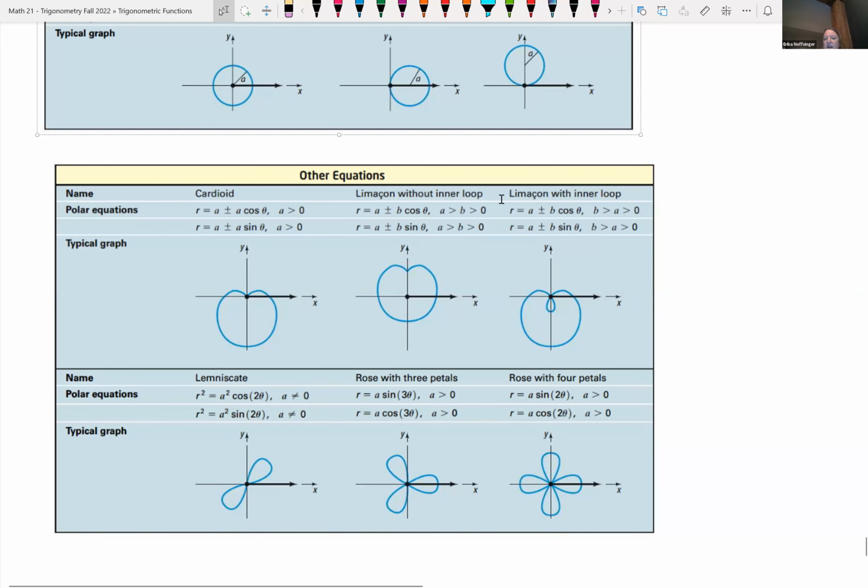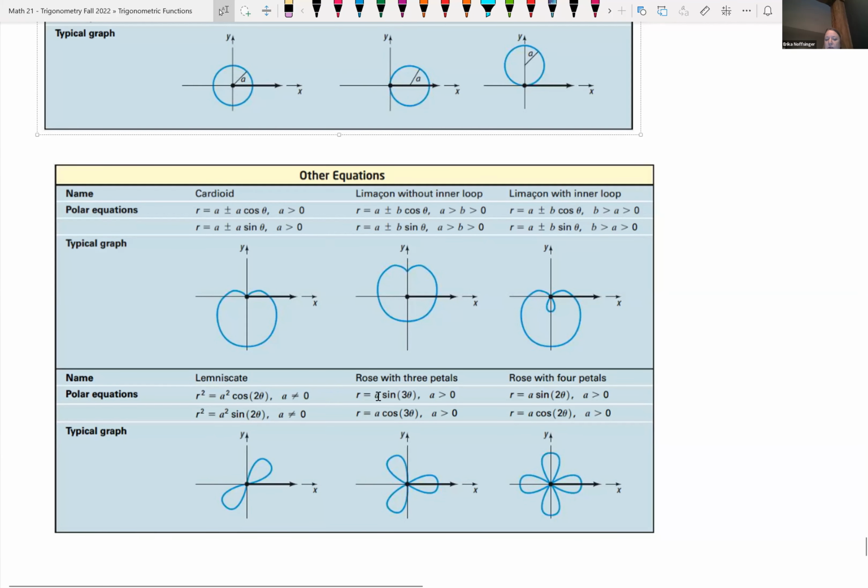If we had a limacon with an inner loop, then we have r is equal to a plus or minus b cosine theta, or r is equal to a plus or minus b sine theta. In this case, our b value was greater than a, which was greater than 0. We saw that we had a lemniscate curve. In polar form, it was r squared is equal to a squared cosine 2 theta, or r squared is equal to a squared sine 2 theta, where a could not equal 0.